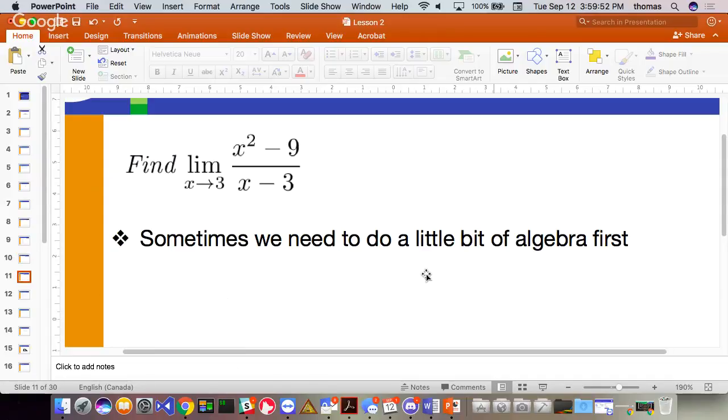Here's another one. How about this one? Does the limit exist? The way it's written, right? The limit does not exist. Why is that? Because as x approaches 3, right, it's going to be 3 minus 3 on the bottom, which is going to be 0, and then we're going to have a problem.